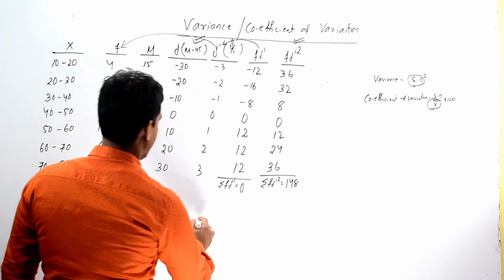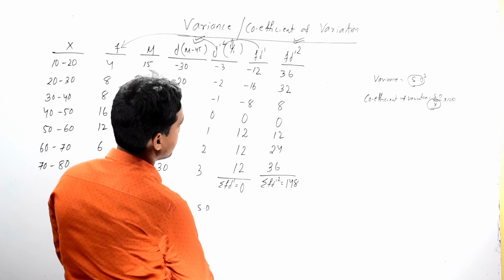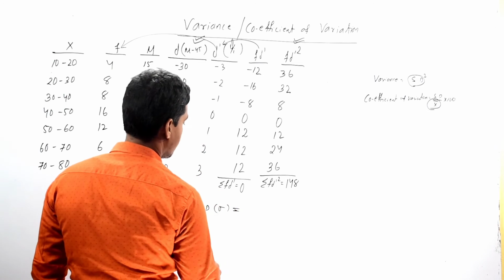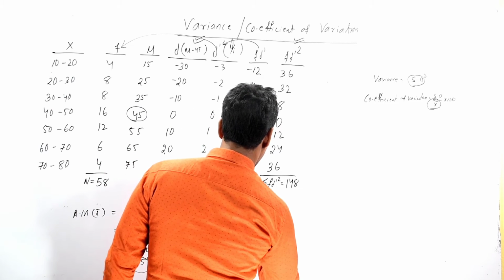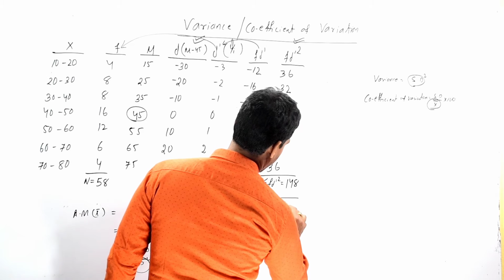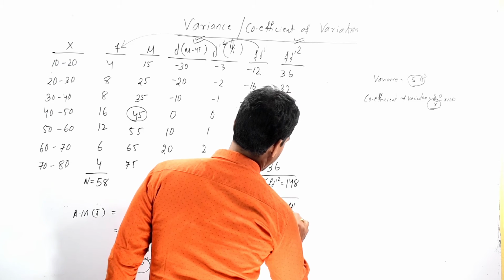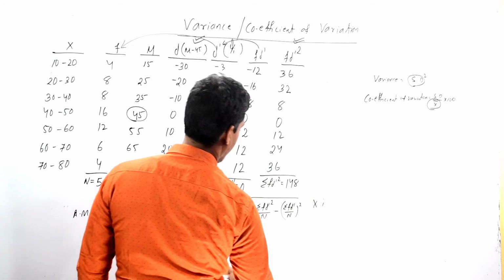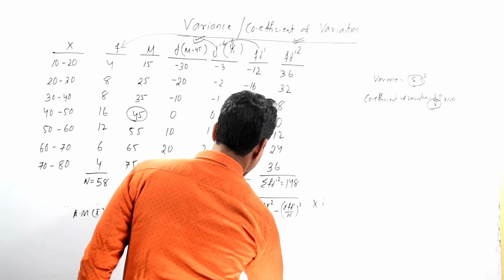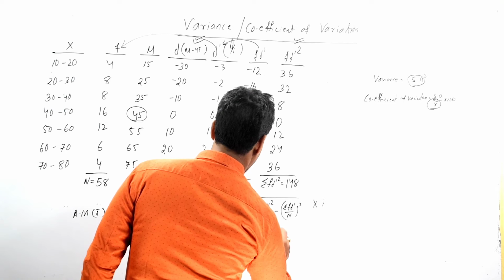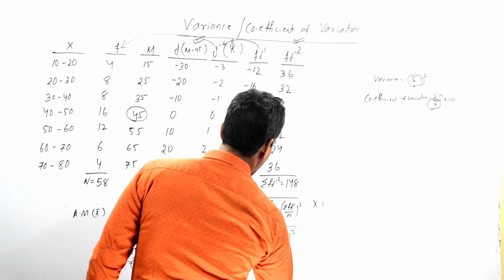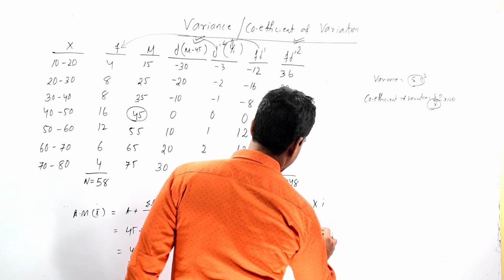Similarly, we can also find out the standard deviation of the given distribution by using the rule, that is standard deviation equals whole root of summation of f d dash square divided by n minus summation of f d dash by n whole square, into I. Then by putting the values, summation of f d dash square, that is 148 divided by 58, minus summation f d dash, that is 0 divided by 58, whole square, whole root, into I, that is 10.